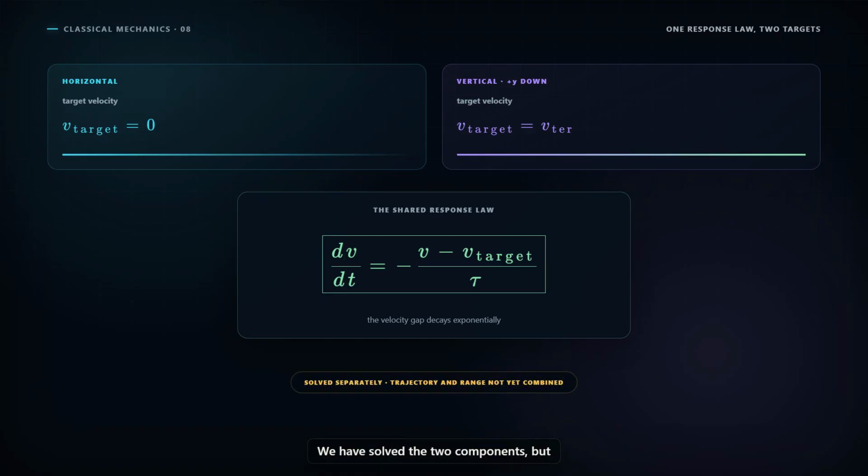We have solved the two components, but we have not yet combined them into a projectile path or calculated a range. That is the next step. In the next lesson, the horizontal decay and vertical approach will meet on one moving projectile, and the trajectory itself will reveal what linear air resistance changes.